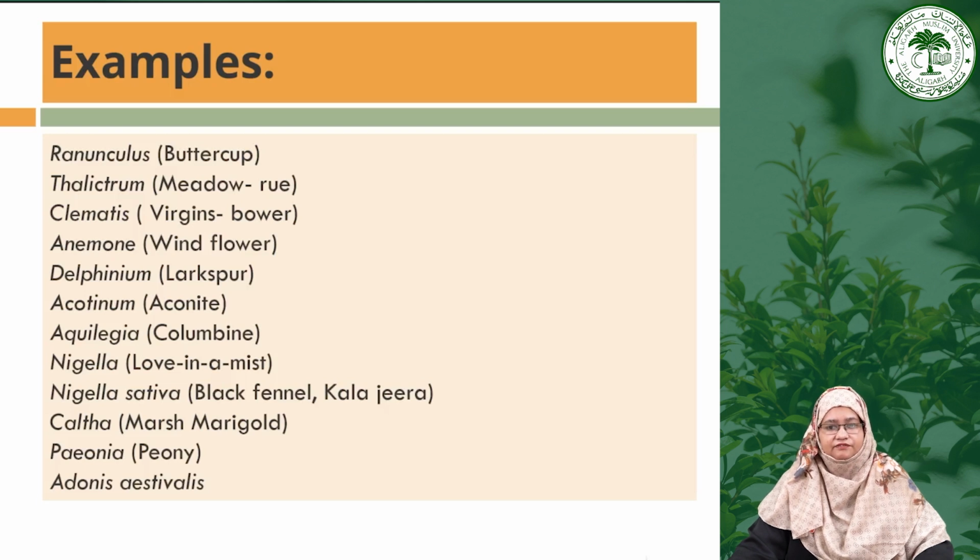Then virgin's bower, which is botanically called Clematis, stands out with its climbing habit and stunning blooms, while the windflower, which is botanically called Anemone, tends to display its flowers in an elegant dance with the breeze. We also have species like Aconite and Columbine, which are valued both for their beauty and medicinal properties. Each of these examples not only enriches the landscapes but also contributes to the ecological balance. Now let's focus on the Ranunculus, examining its distinct features and habitat requirements.